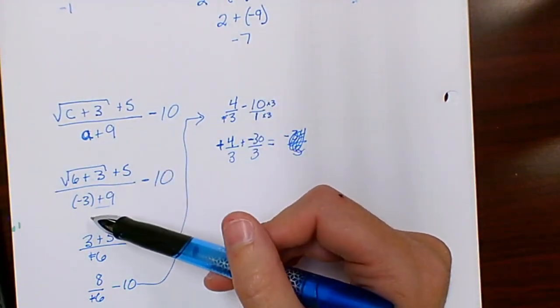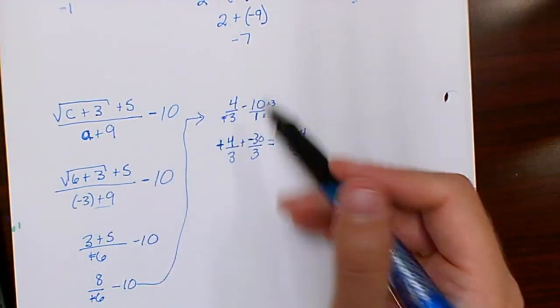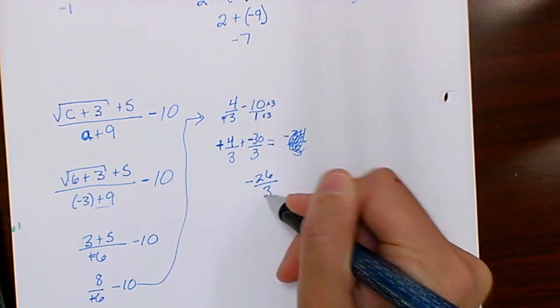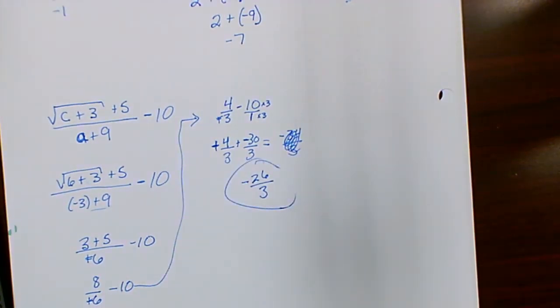So it's all going to be the same until the very end, which will have negative 26 over 3 then. And then we just leave it as negative 26 over 3. Okay. This will conclude this video.